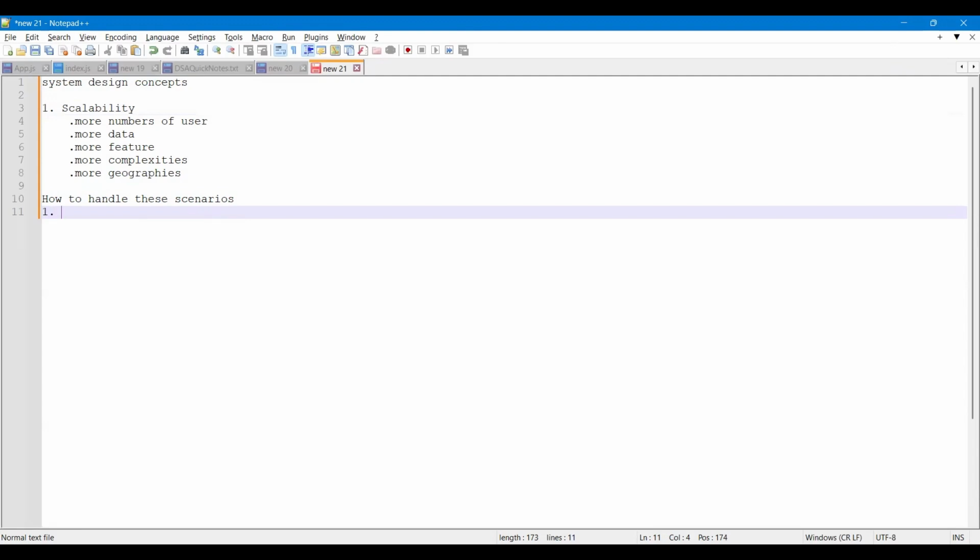For example, the first approach is vertical scaling. What do we mean by vertical scaling? Vertical scaling is adding more power to your system. It means you are increasing the size of your system. Suppose there is a SQL database, so you are increasing the database size. You are adding more RAM to your system, adding more power to your application. So this is vertical scaling.